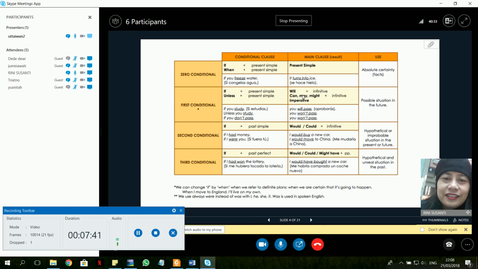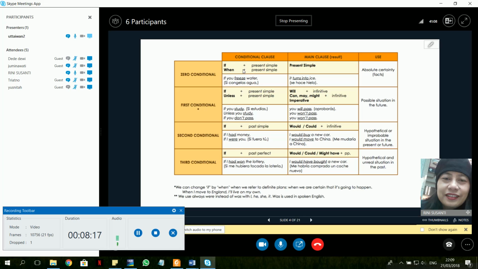You can see that there are three vertical columns in this grid: conditional, main clause, and use. For example, from the zero conditional, if plus present simple and when plus present simple. For example, if you freeze the water, it turns into ice. It's an absolutely certain fact that happens.